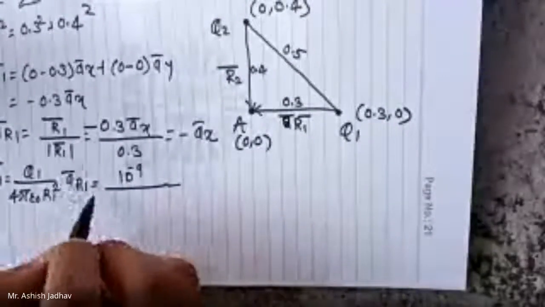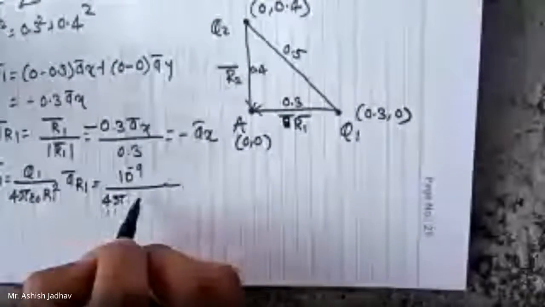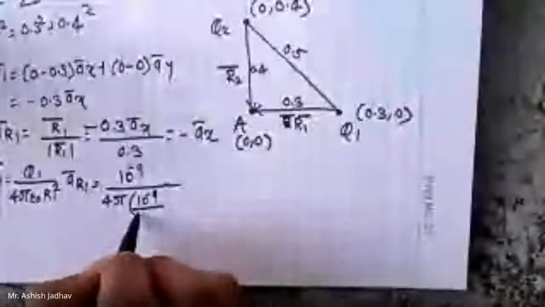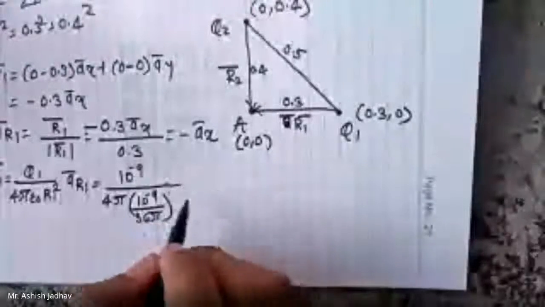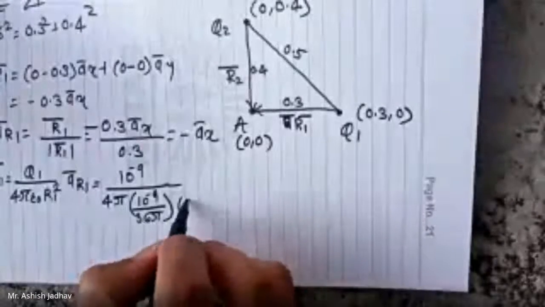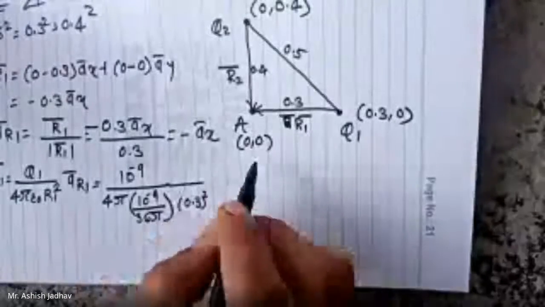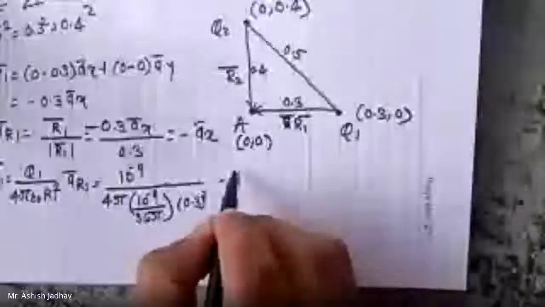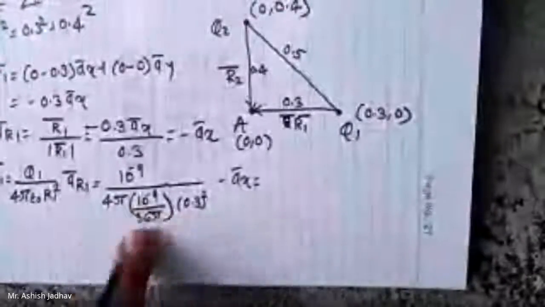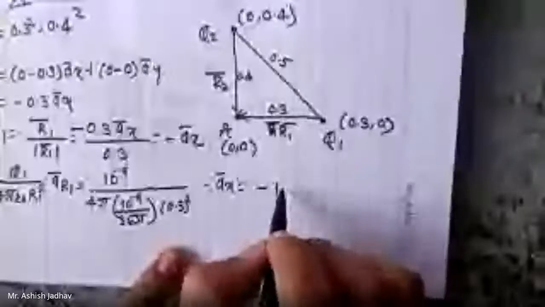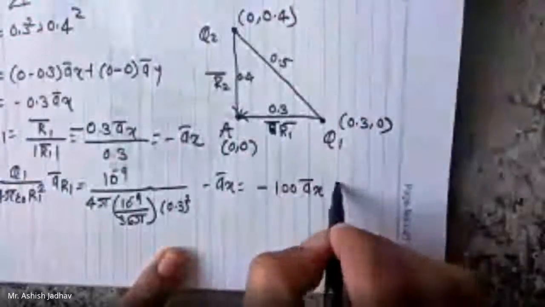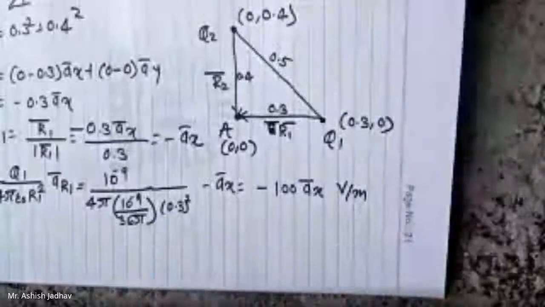So 10 raised to minus 9 upon 4 pi, 10 raised to minus 9 upon 36 pi. After that, 0.3 square into a bar r1, which is minus a bar x. This is equal to, find the answer. Get this calculated and tell me the answer. Correct. Minus 100 a bar x volts per meter is the answer.